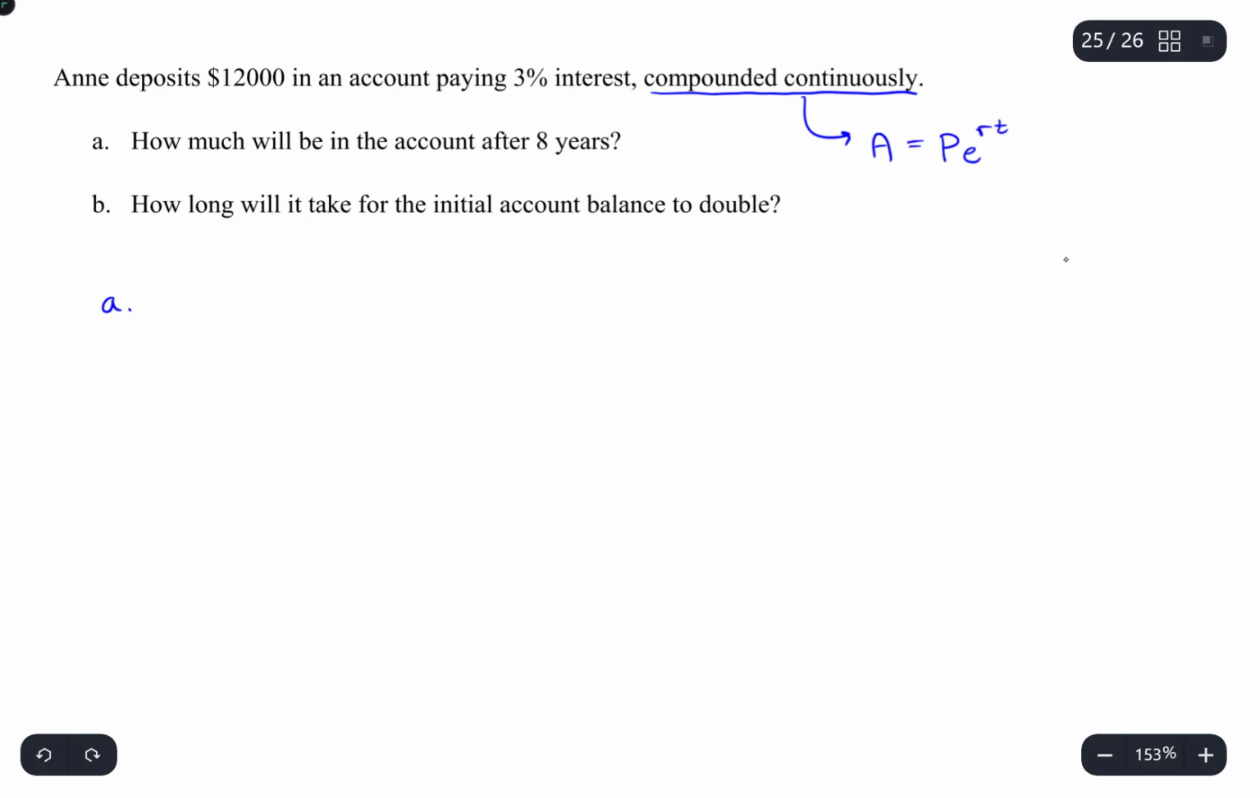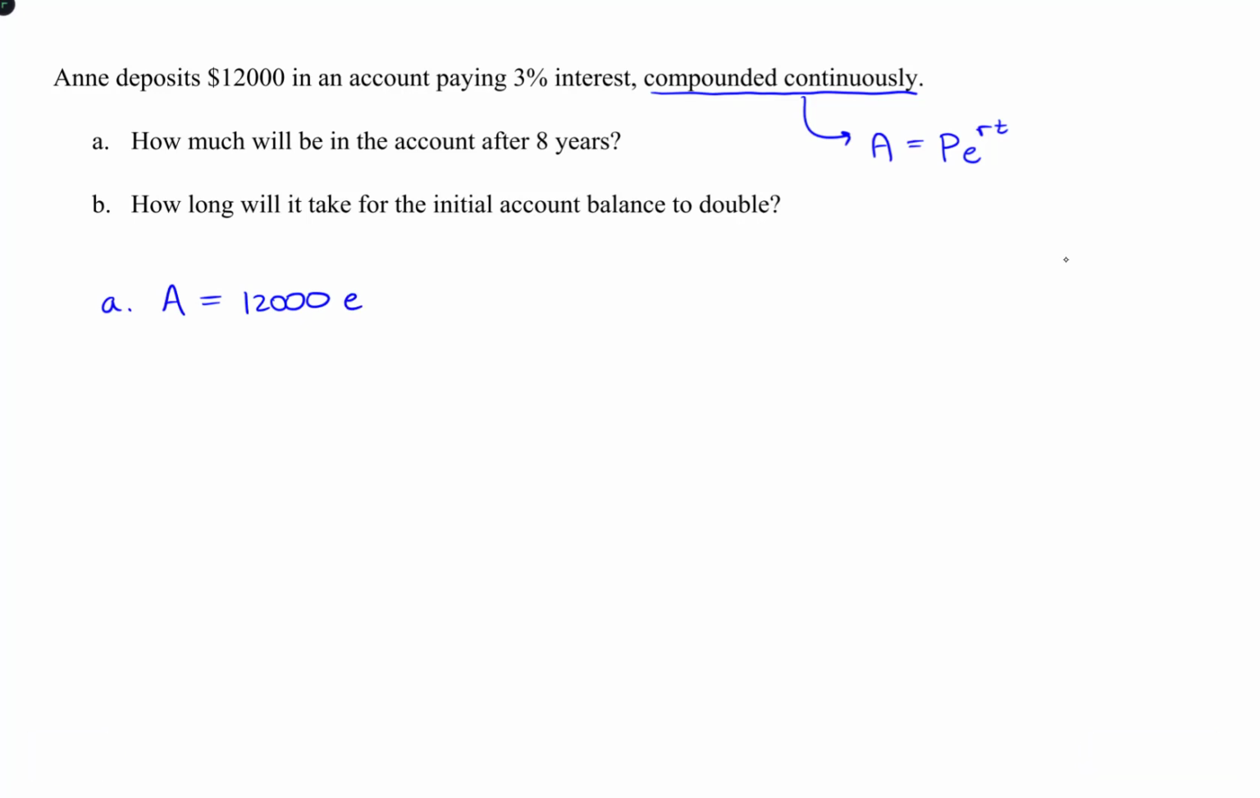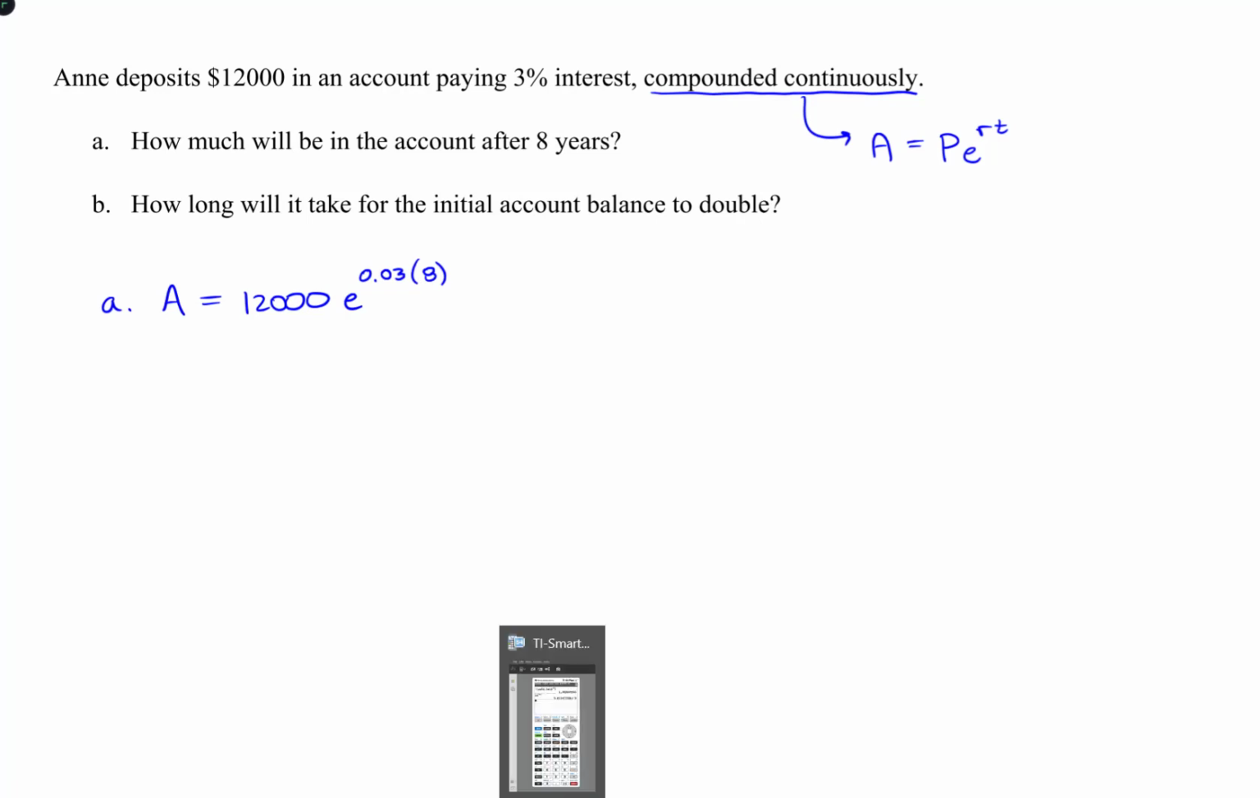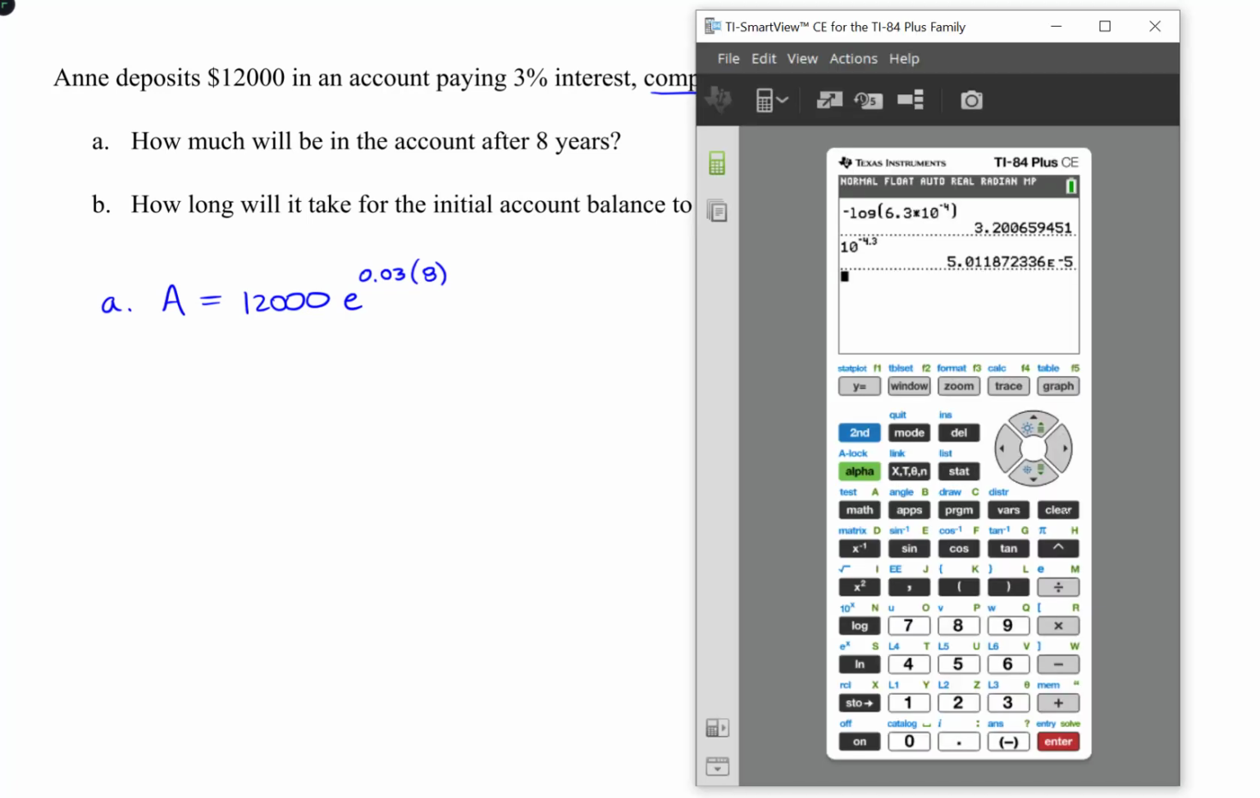So the amount in the account after 8 years, so we're looking for the future value. The present value is $12,000, and that's going to be times e raised to the interest rate of 3%, so 0.03, times the amount of time, which is 8 years. So we can put this directly into the calculator and calculate 12,000.